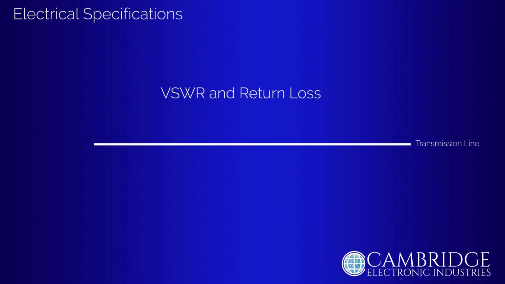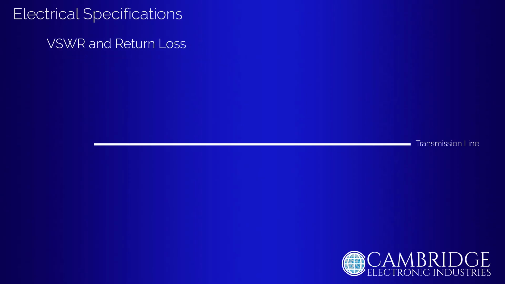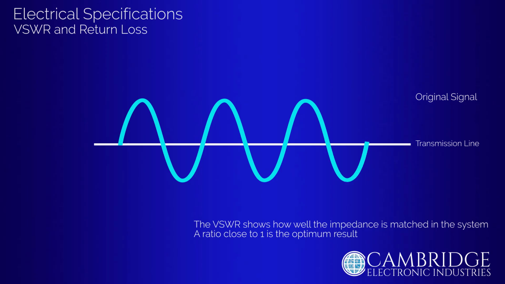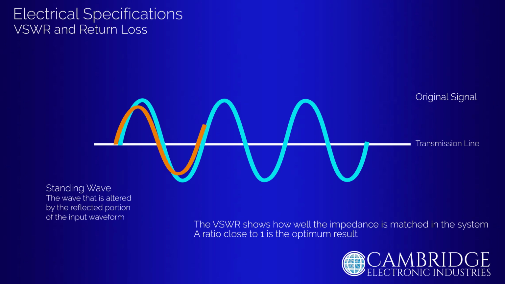When it comes to designing, testing and troubleshooting an RF system, two critical parameters should be reviewed. These are VSWR and return loss. VSWR stands for Voltage Standing Wave Ratio and is a ratio representing the relationship between the maximum and minimum voltages along the transmission line due to reflections. The best ratios are as close to 1 as possible.